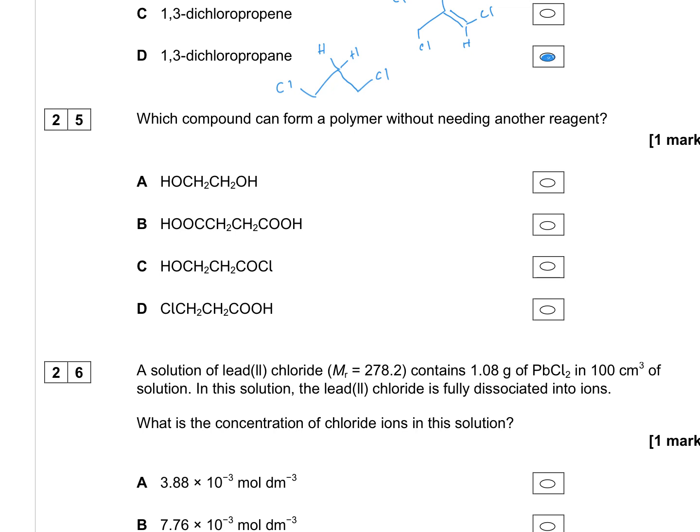So if we go through the different molecules, A has got an alcohol on both ends, that's not going to be able to work. B has got a carboxylic acid on both ends. C has got an alcohol and an acyl chloride. And D has got a chlorine and a carboxylic acid. Now, chlorine can't even do condensation reactions, so the answer is C.